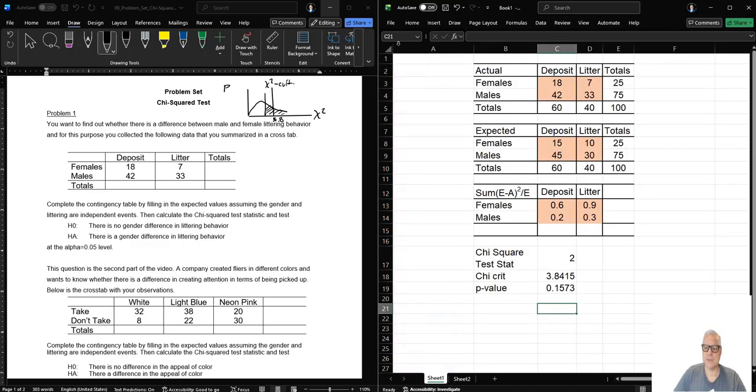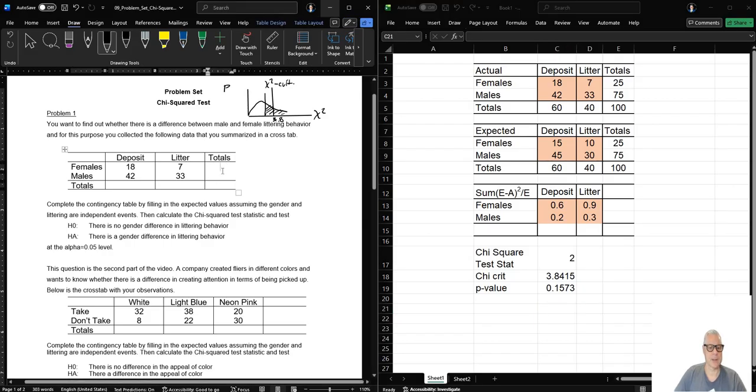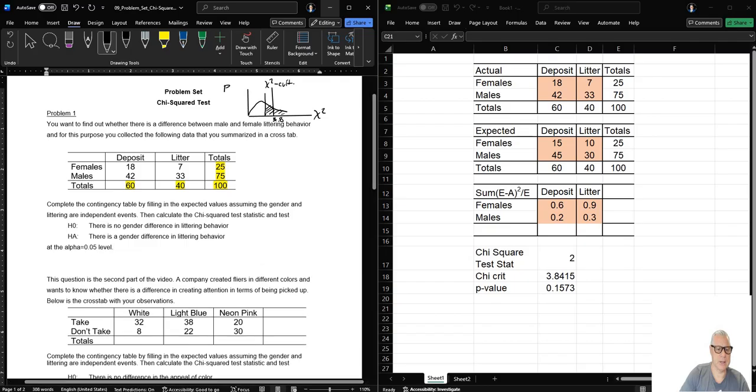so but let's go back and let's work on the next problem set, but let me quickly add here 25, 75, 100, 60, and 40. And so what is the result?